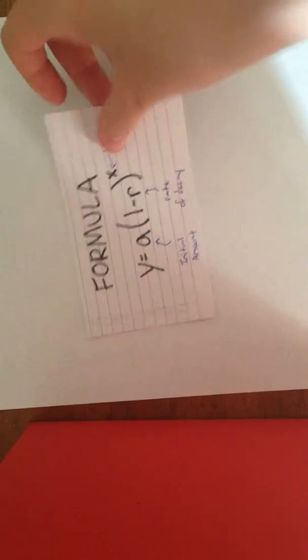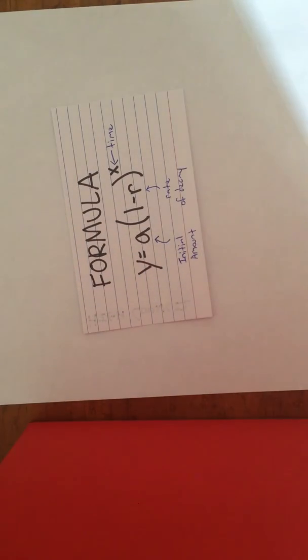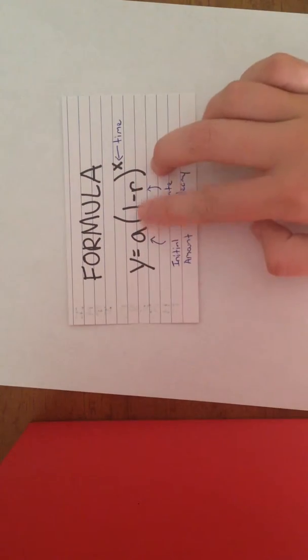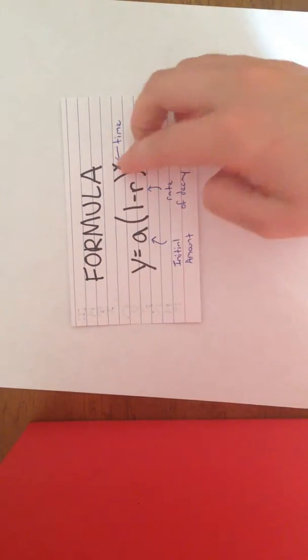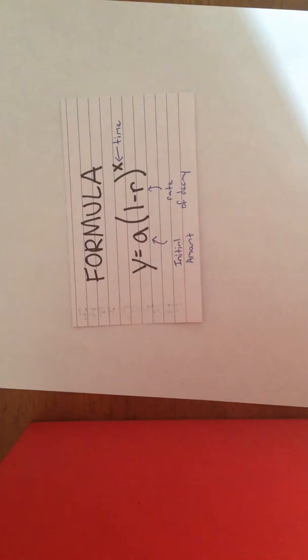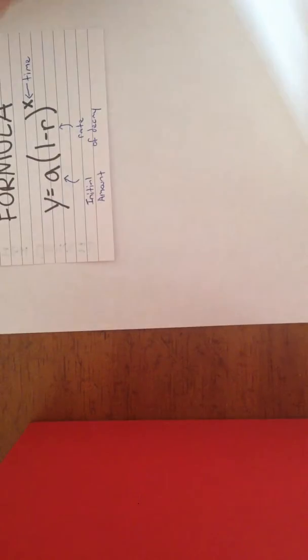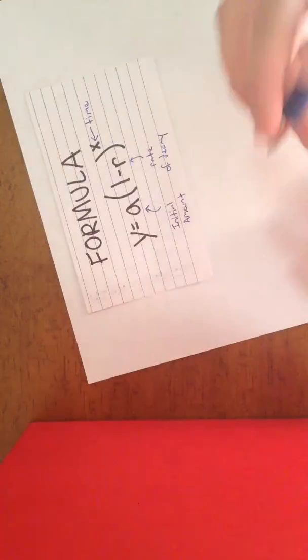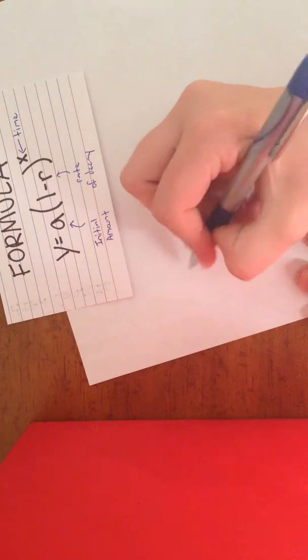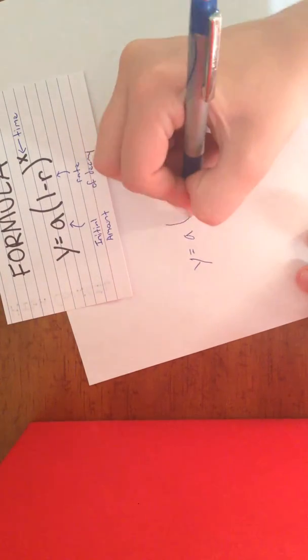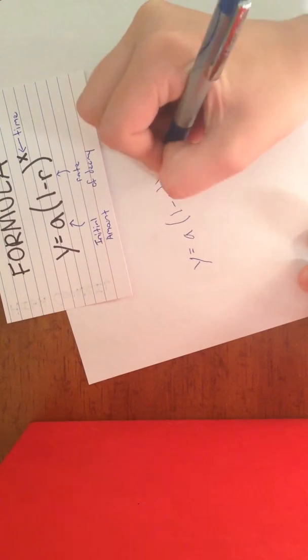So, the first thing we have to look at in order to solve this problem is our formula. Our formula for exponential decay is y equals a times 1 minus r raised to the x. So, first thing we'll do is plug in our numbers into our formula. So, y equals a times 1 minus r raised to the x.